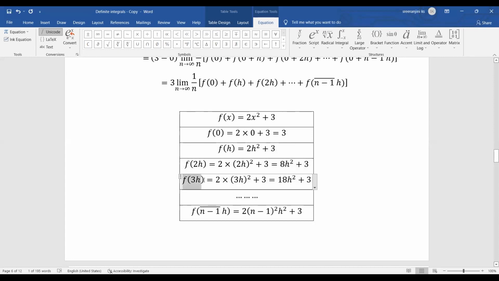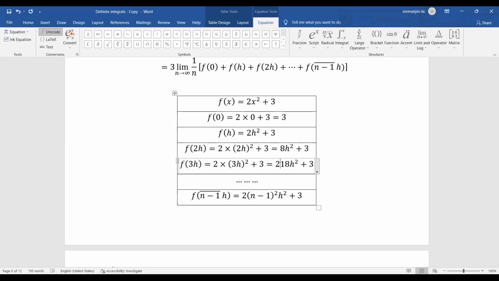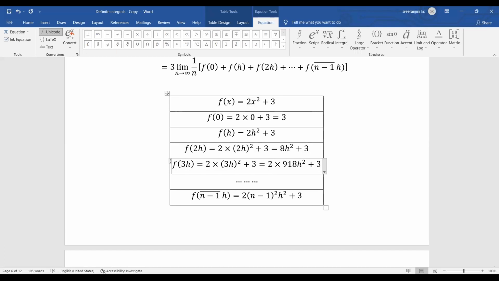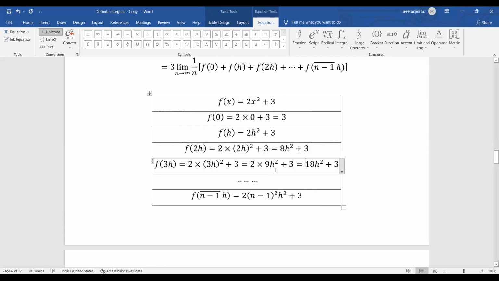Now f of 3h. f of 3h is equal to, f of x is 2x square plus 3. So what will be f of 3h? In the place of x, we have to write 3h. So it will be 2 into 3h the whole square, and 3h the whole square is 9h square. So it will be 2 into 9h square plus 3, which is equal to 18h square plus 3. Is it clear now? Ma'am, can you please check?